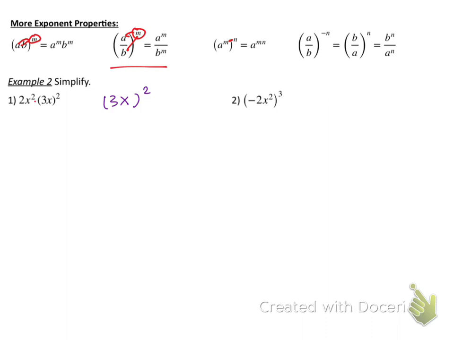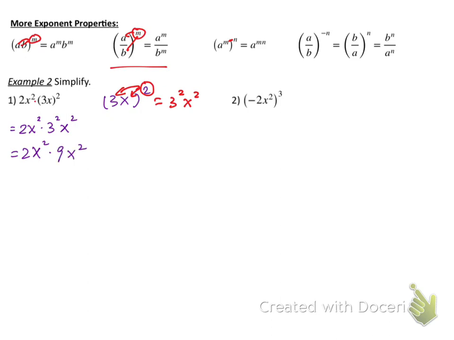So this is a product. 3 times x is a product. With an outer exponent, what you do is place this exponent on each of the factors. This will be 3 squared, x squared. Okay, so write it here. It will be 2x squared times 3 squared, x squared, where I will work out 3 squared, which is 3 times 3, 9, x squared.